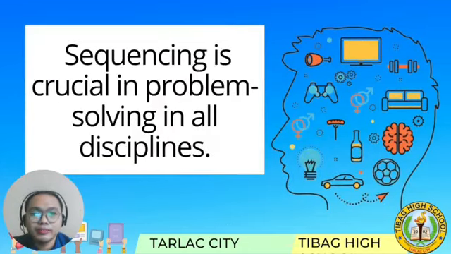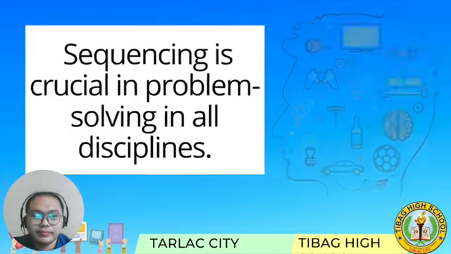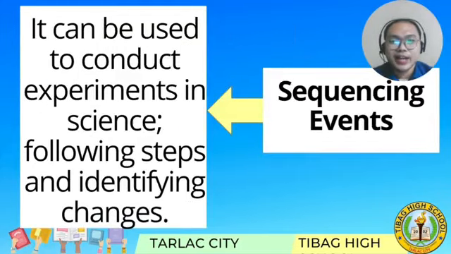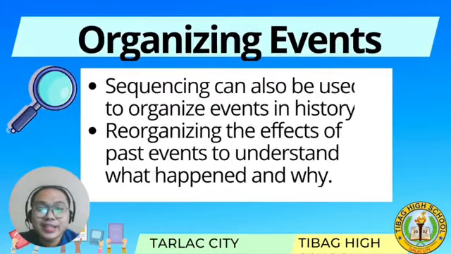Sequencing is crucial in problem solving in all disciplines. It can be used to conduct experiments in science, following steps and identifying changes. Sequencing is also organizing events. Sequencing can also be used to organize events in history, reorganizing the effects of past events to understand what happened and why.